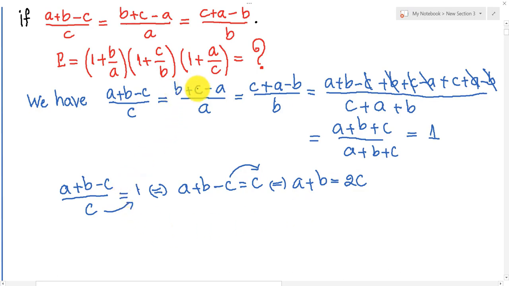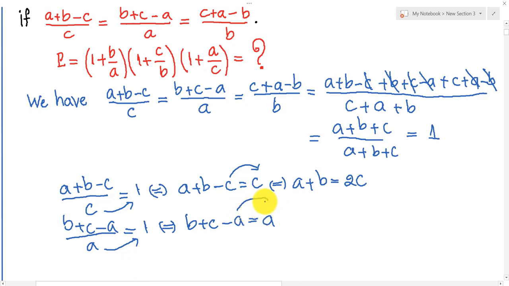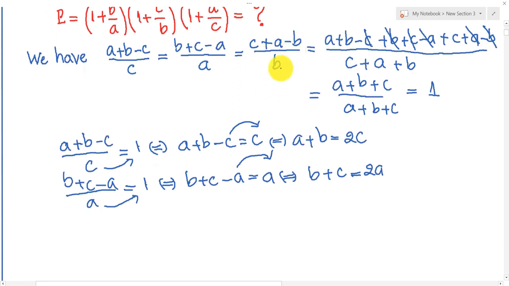And (b + c − a)/a equals 1, so we get b + c − a = a. Moving a from the left-hand side to the right-hand side, we get b + c = 2a.